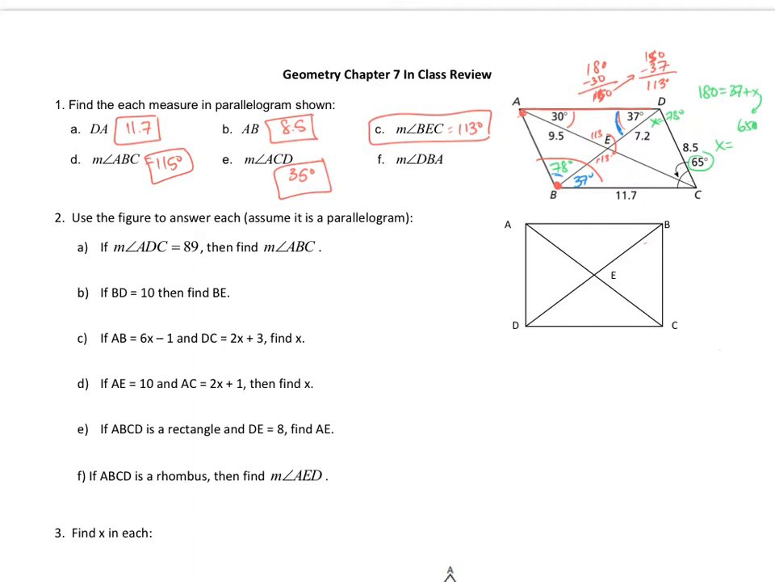Let's go ahead and do this last one, and now we need to find the measure of DBA. D to B to A, but we had already found that in one of the previous problems, and what was that? 78. So this is 78 degrees. Okay, moving on to number 2.